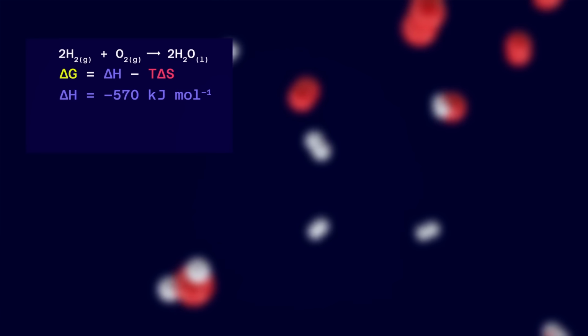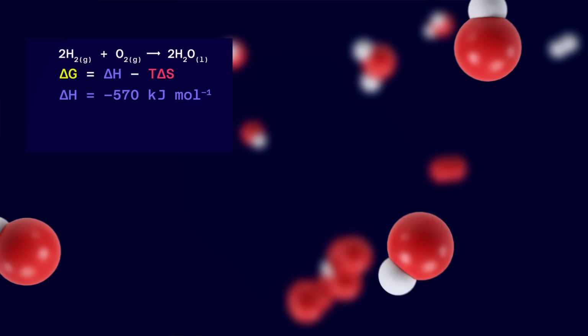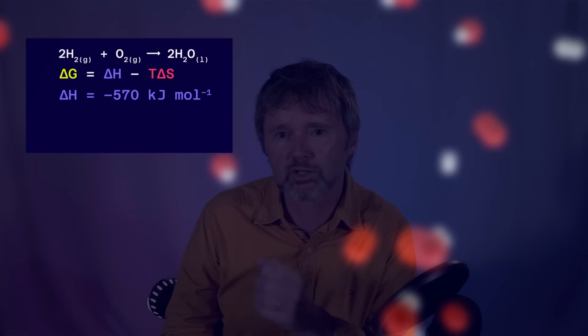But what about entropy? Well, here we can see that 3 molecules of gas come together to make only 2 molecules of water liquid. The atoms have to somehow get organized to do that, so it's going to be a very rare occurrence. So heat says the reaction will go forwards, but entropy says it will only work backwards. And that means this scary looking reaction is actually reversible. Which can't be right. Can it?